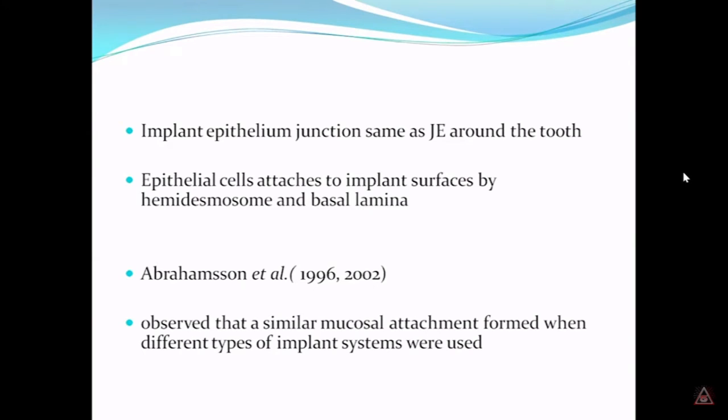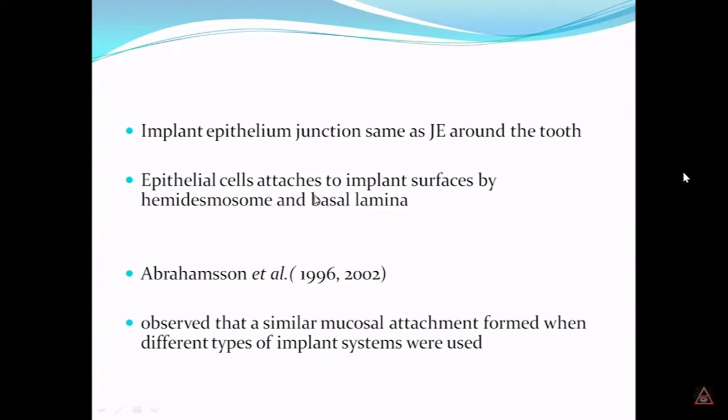The implant epithelium junction is the same as the junctional epithelium around the tooth. And epithelial cells attach to the implant surface by hemidesmosomes and basal lamina, like in natural teeth. Just write down the first and second. No need to write the third and fourth.